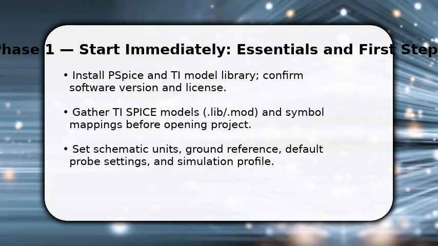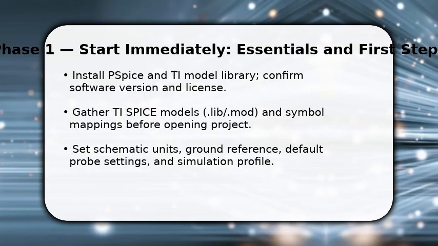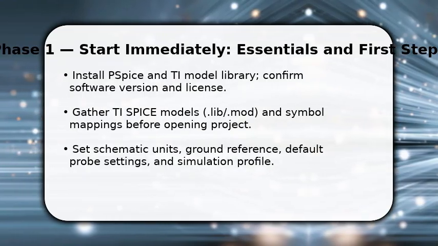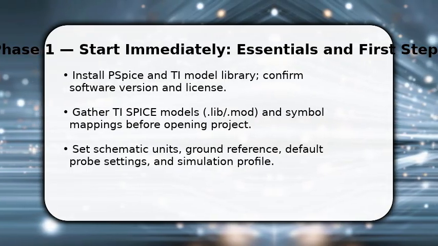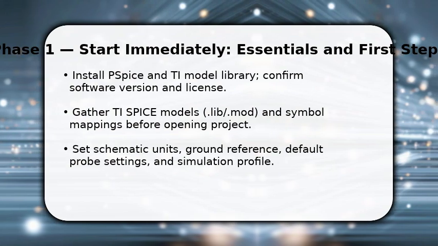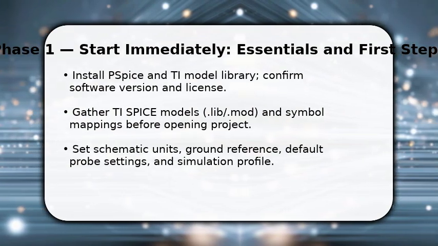Once done, place a ground, set units, and create a simulation profile. This first action governs accuracy and speed. Make sure to save the project folder now, because library paths and relative links are critical to repeatable runs.